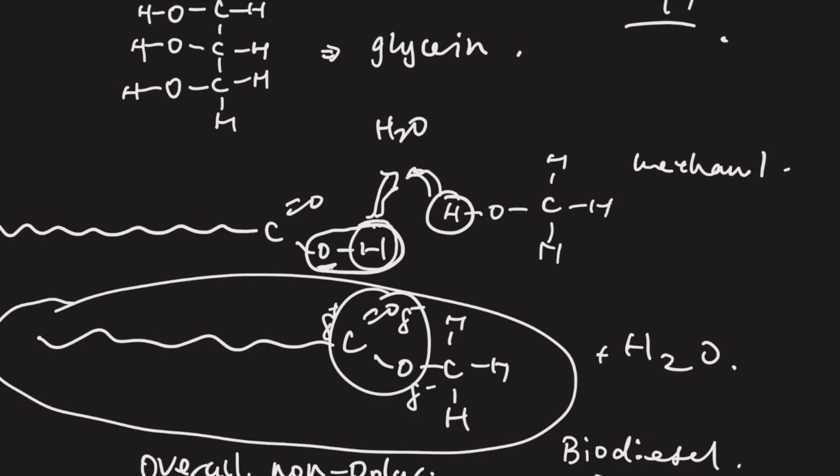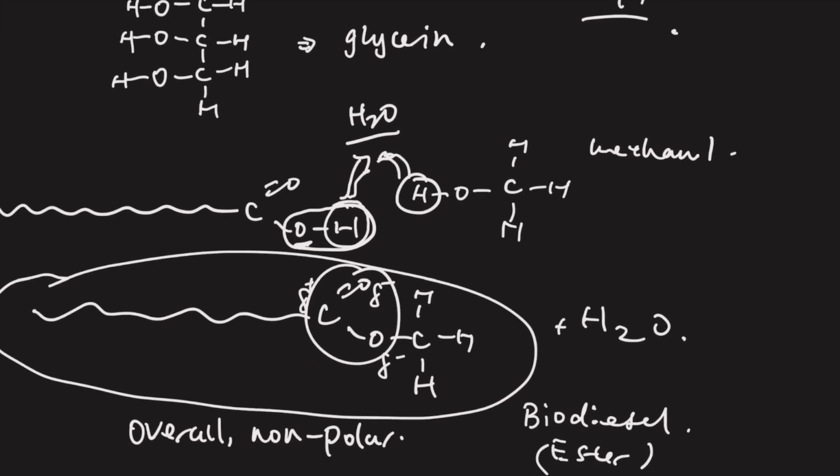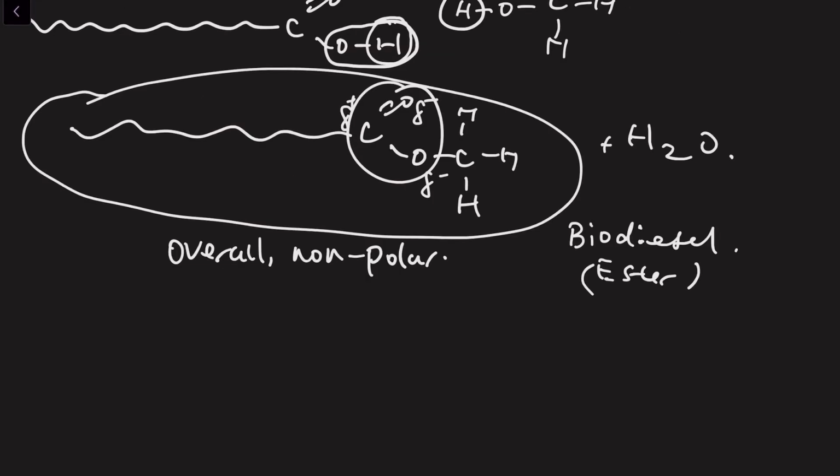So what actually happens is that the OH from the carboxylic acid and the H from the methanol will join together to form H2O. And this carbon here will form a link with the oxygen of methanol to ultimately produce this biodiesel molecule. So this is what biodiesel looks like.